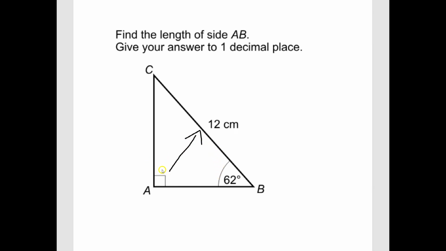So I label a triangle. Opposite the right angle is always the hypotenuse. Opposite the non-right angle, which we're given or we want to work out, is obviously the opposite. And then the other side is the adjacent.